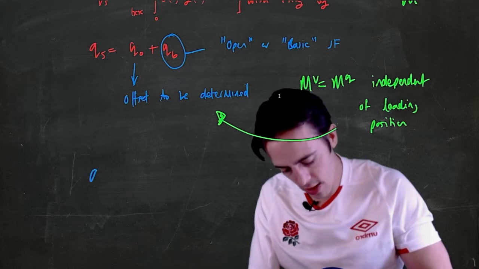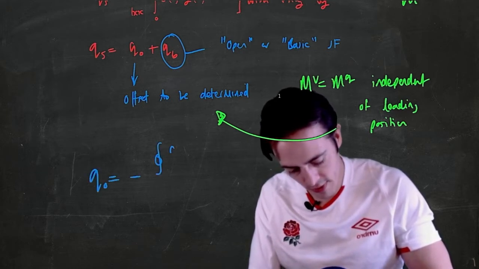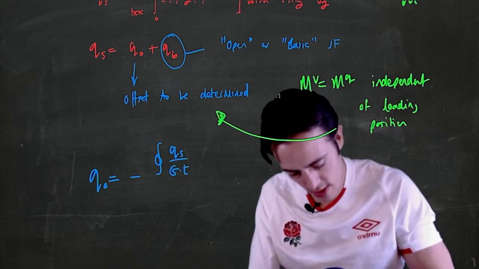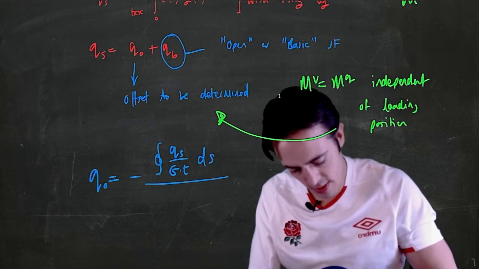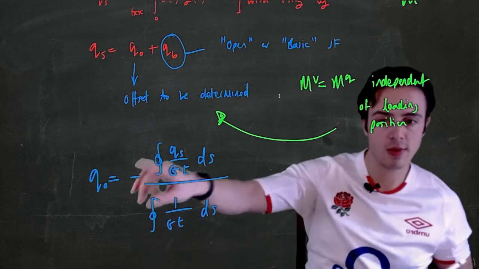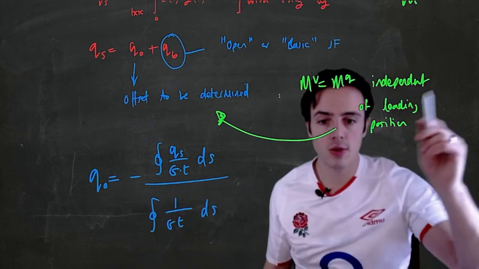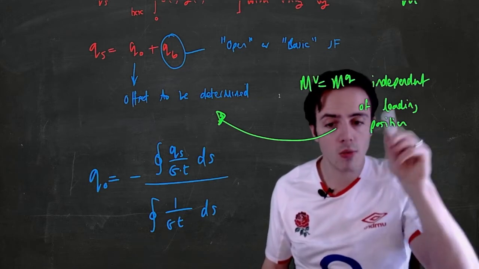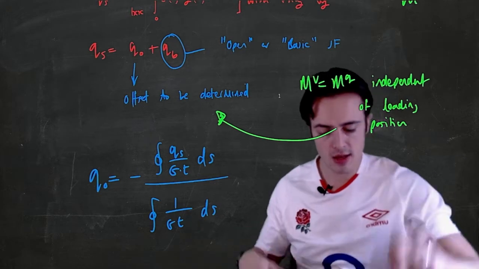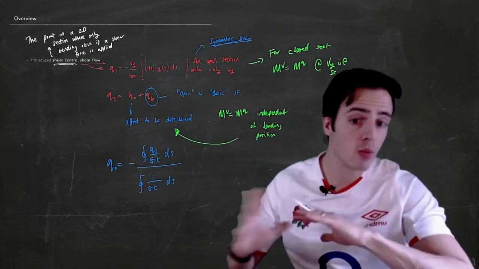We have Q0 is equal to minus closed contour integral of Qs divided by the shear modulus thickness ds divided by the same, which is just the closed contour integral of 1 over Gt ds. So these were these closed contour integrals, and once we get Q0, we can then use this expression to determine where this is true, and this would then enable us to determine where the shear center is. So I've tried to sort of talk through the theory of shear center determination, shear flow, without going through an example.